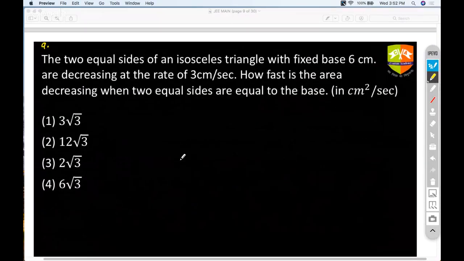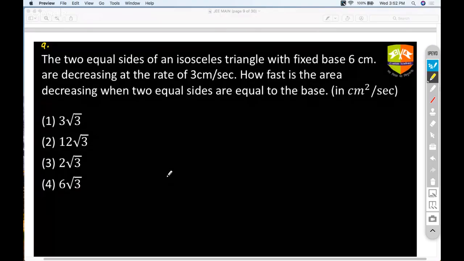Two equal sides of an isosceles triangle with fixed base 6 centimeter are decreasing at a rate of 3 centimeter per second. How fast is the area decreasing when two equal sides are equal to the base?